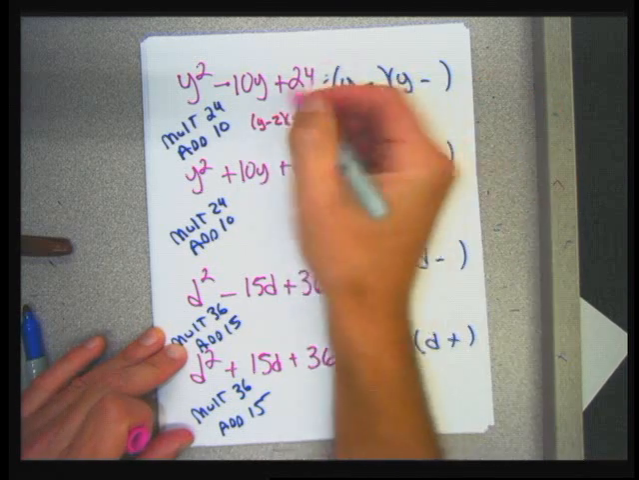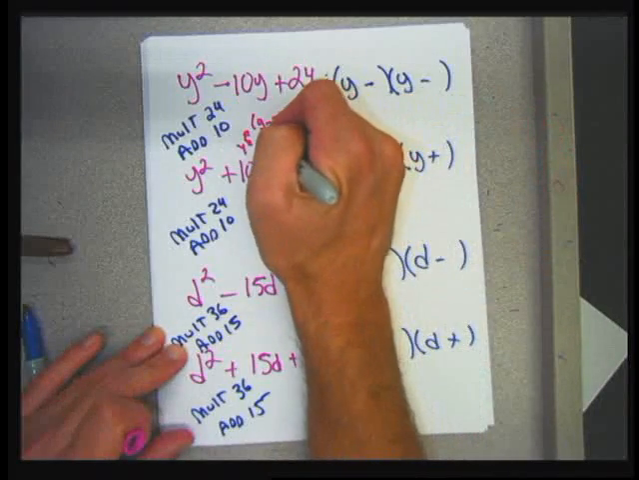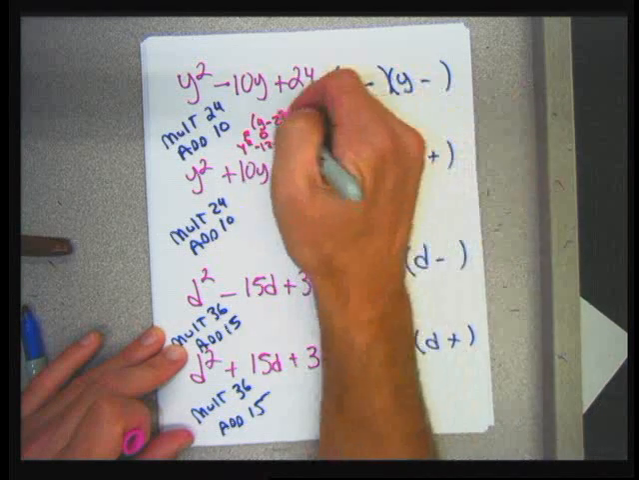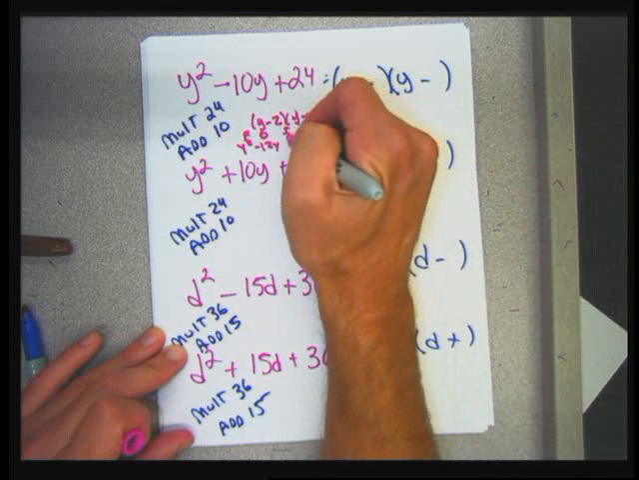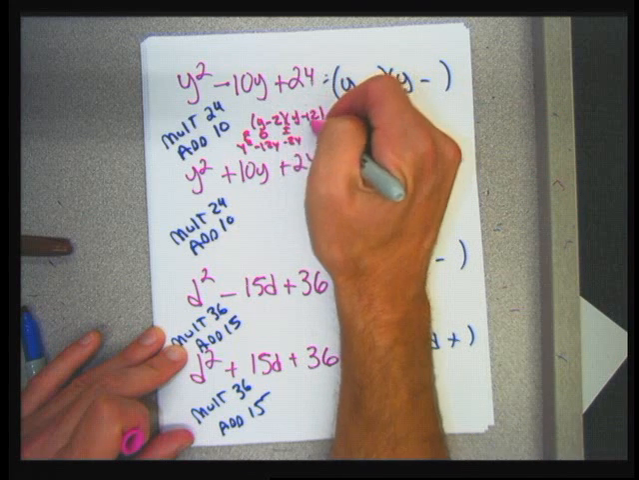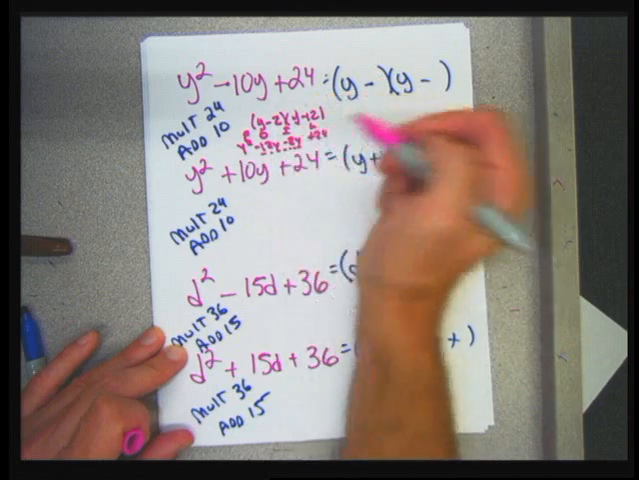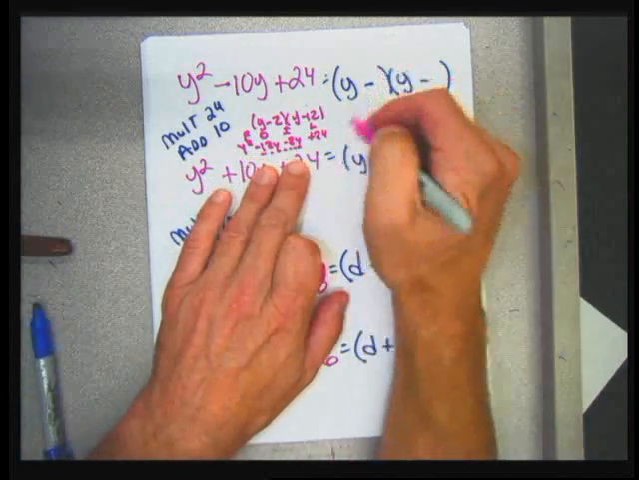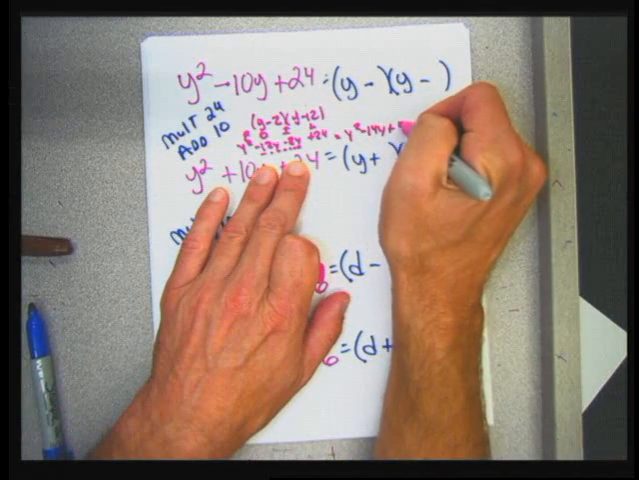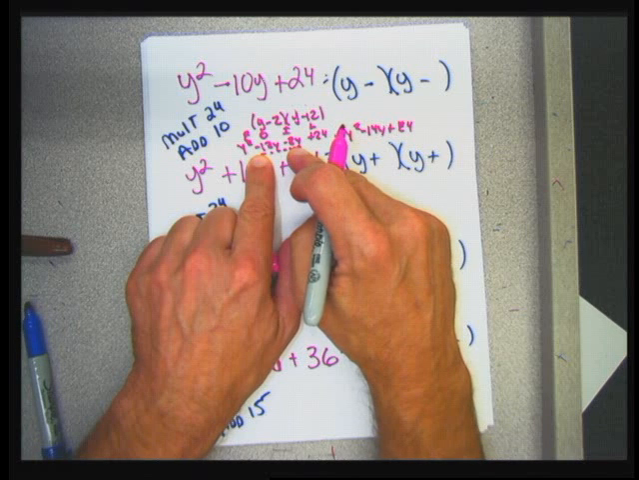If I tried to FOIL this, my first would be y times y, which is y squared. My outers would be y times minus 12, which is minus 12y. My inners would be minus 2 times y, which is minus 2y. And my last would be minus 2 times minus 12, which would be plus 24. These outers and inners are going to combine to a minus 14. This is going to be y squared minus 14y plus 24, because when I'm combining the outers and the inners, because they have the same signs, I'm adding them, I'm not subtracting them.